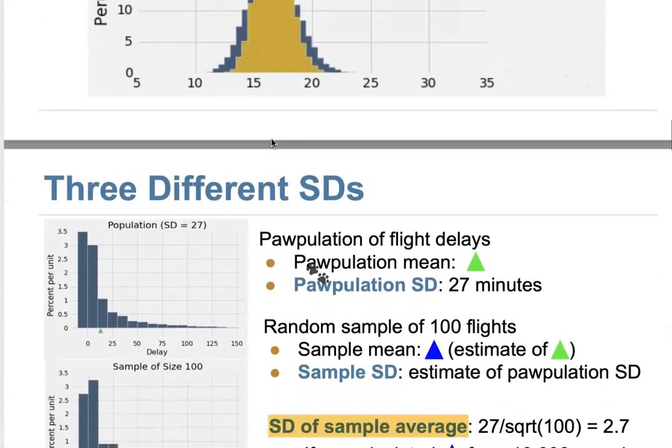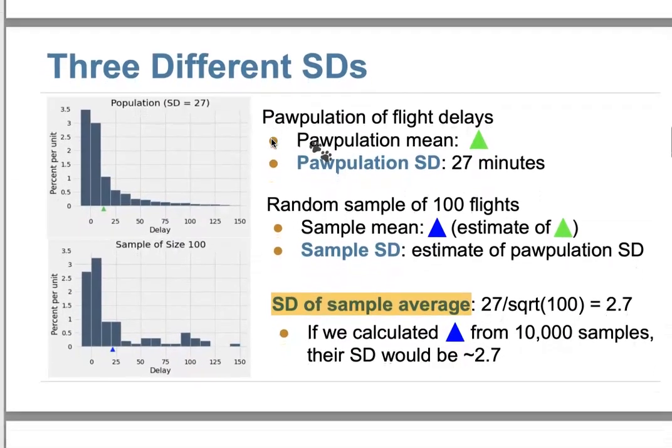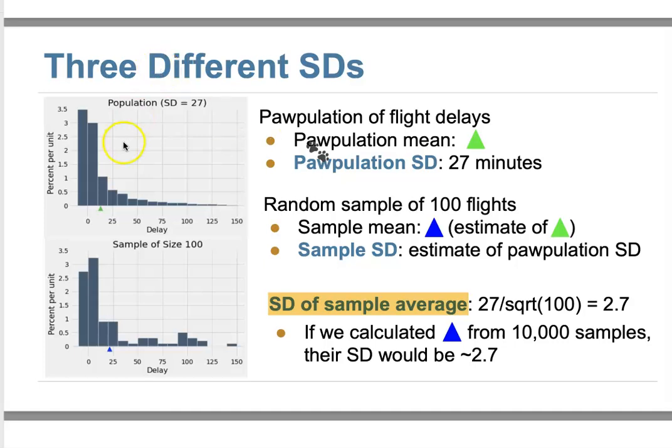So here we want you to see three different standard deviations. The first one is the population. Of course, we are still using the United Flights delay information. So you can see this one is the population distribution. The green triangle points to the population mean. Then we can calculate that the population standard deviation is about 27 minutes.